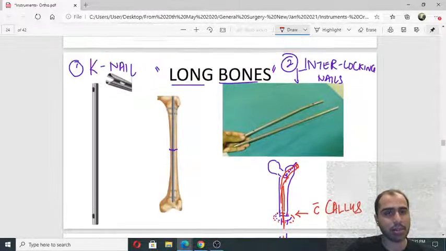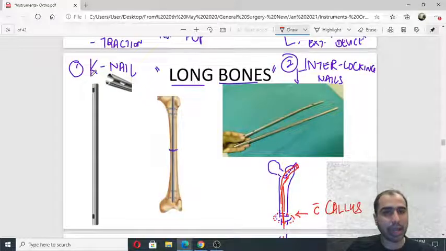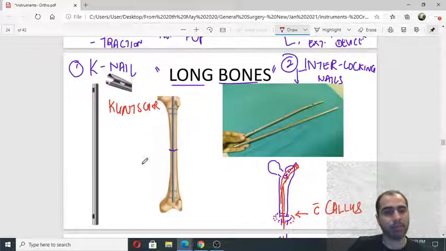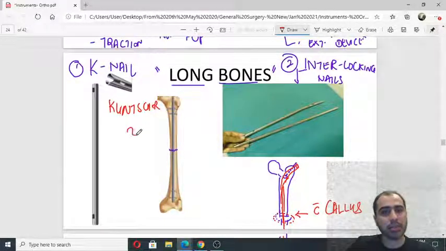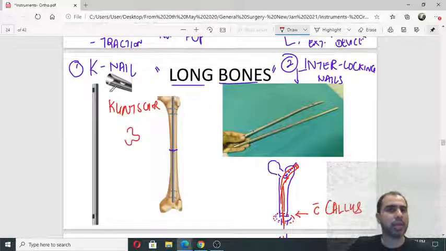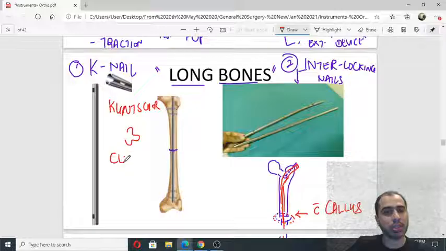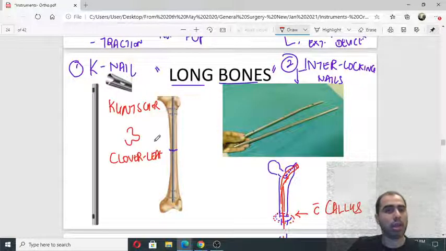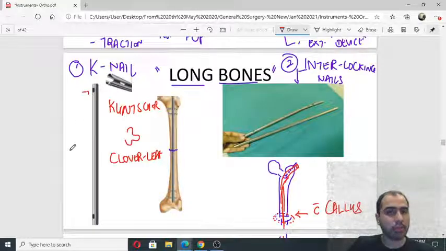Now what are these nails? The K nail or the Küntscher nail, as you can see very clearly, supports and immobilizes. It has a typical shape. The shape is like this. It's a hollow nail, not through and through. This nail on cross section is clover leaf. This is how you identify it. A K nail will have one eye at the top and on cross section it will be clover leaf.